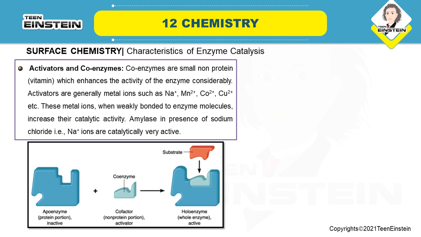Activators and coenzymes. So these are the two new terms. They have some relation with enzyme catalysis. So what are these two terms? Coenzymes are actually small non-protein molecules. This is actually vitamin. Okay, it enhances the activity of the enzyme. So enzyme is protein, but coenzyme is the non-protein part of the enzyme, and it enhances the activity of the enzyme considerably. So this is about coenzyme.